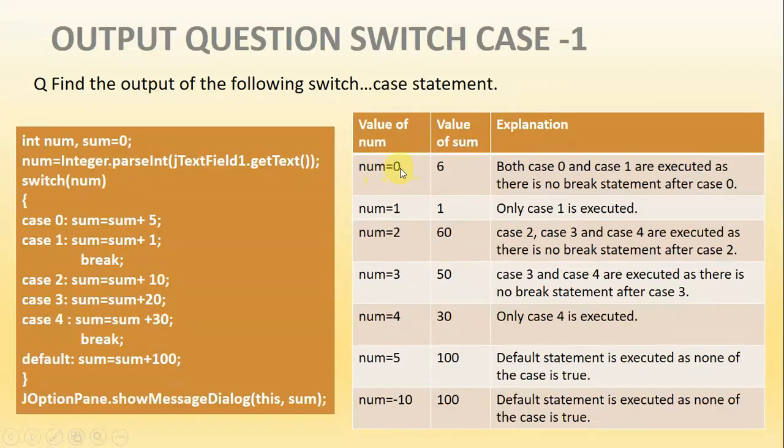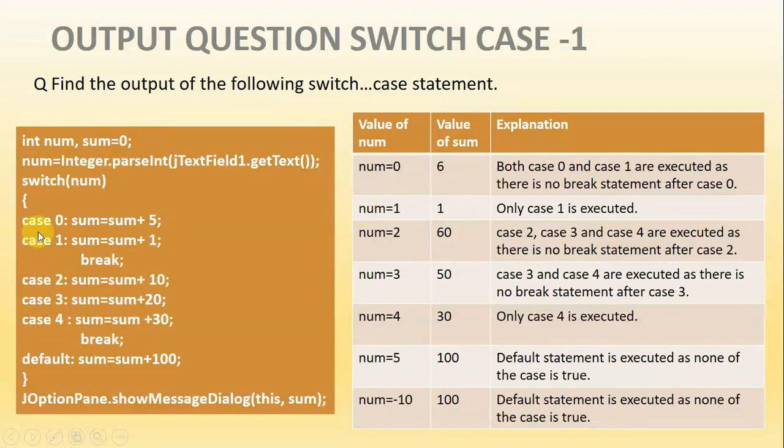So the value of num is 0. You can see here, if it is 0, then sum is equal to sum plus 5 will be executed. But as there is no break after it, sum is equal to sum plus 1 will also be executed. And after finding break, it will stop here and it will come to this statement. So initially the value of sum was 0. So 0 plus 5 is 5. And then 5 plus 1 is 6. You can see here the value of sum is 6. The value of num is 0.